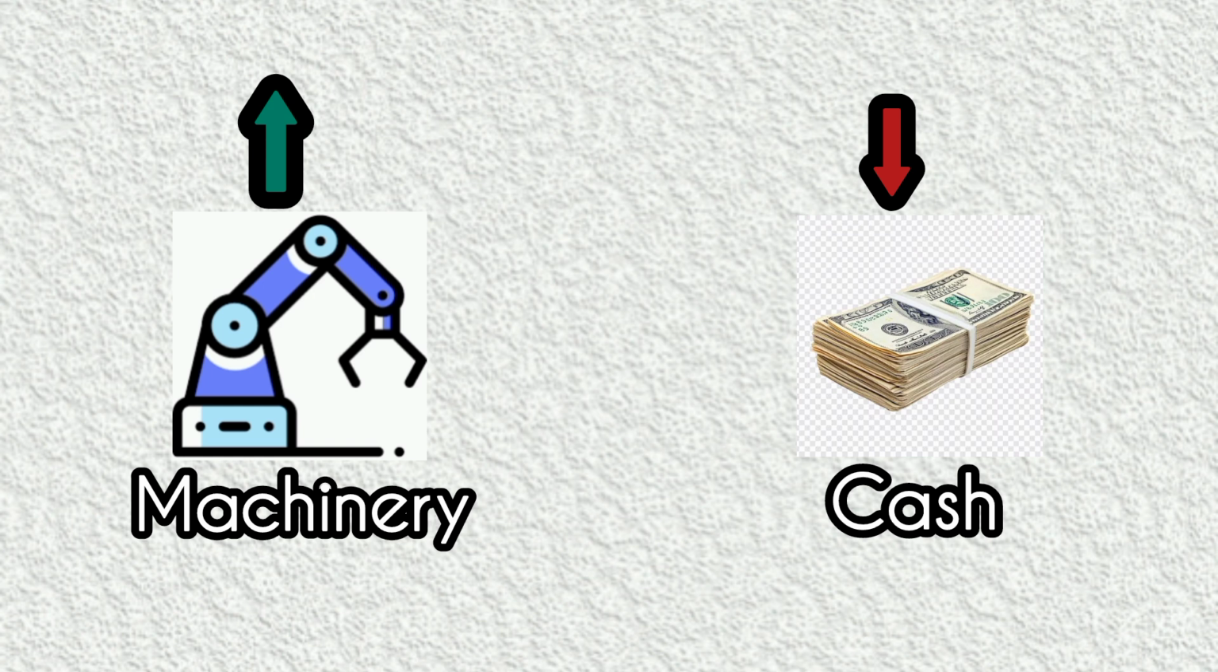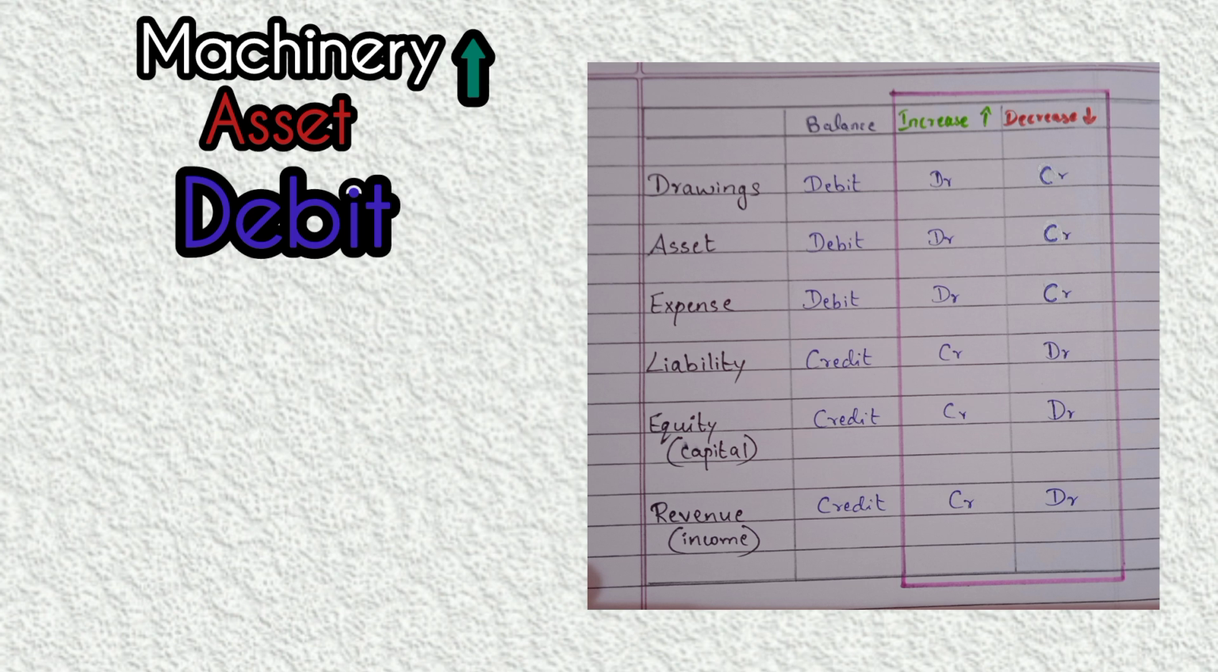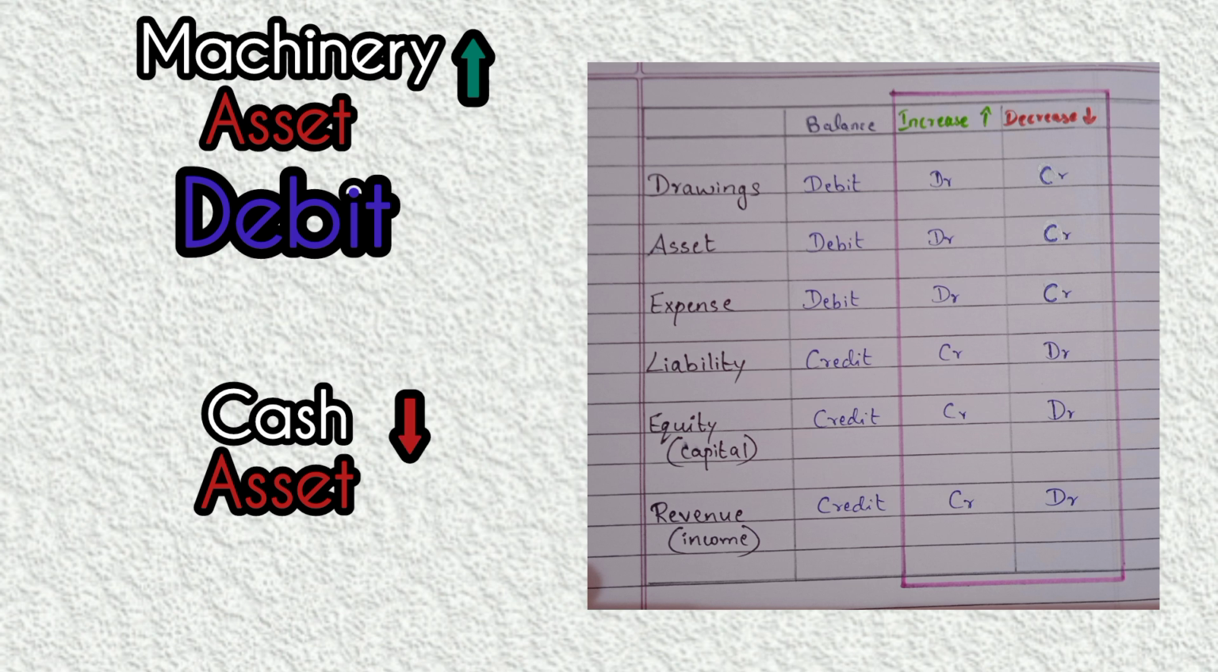Now just think about the rule. If I come back to the rule, what is machinery? Machinery is an asset. In the rule we saw that when an asset is increased, we will debit that account. So we will debit machinery. The second thing was cash. Cash is also an asset. Here the asset cash is decreased, so we will credit it. Just understand that machinery is debited and cash is credited.